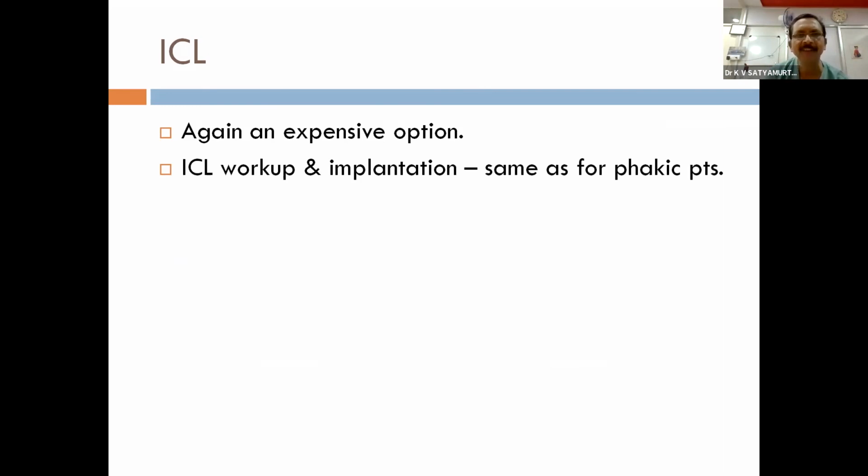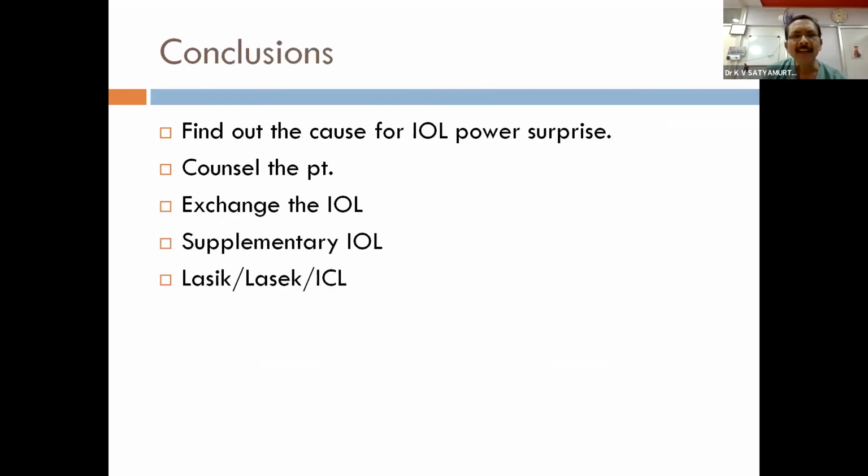The second surgery. So finally, one has to find out the cause for IOL power surprise. Most of the times it is improper biometry, and then one will have to counsel the patient. In case the patient is not willing, or if the refractive surprise is more, one can exchange the lens or use the supplementary IOL or do the laser vision correction.